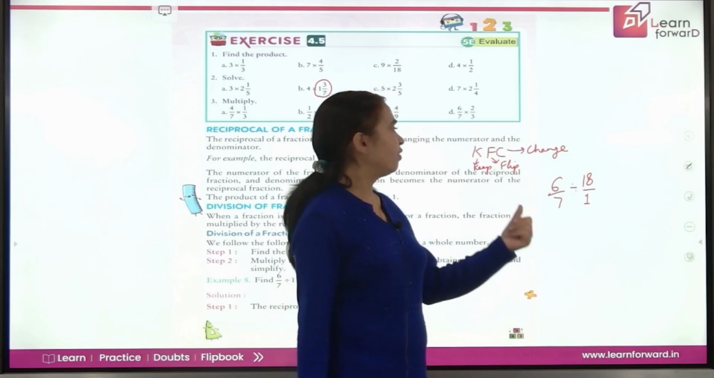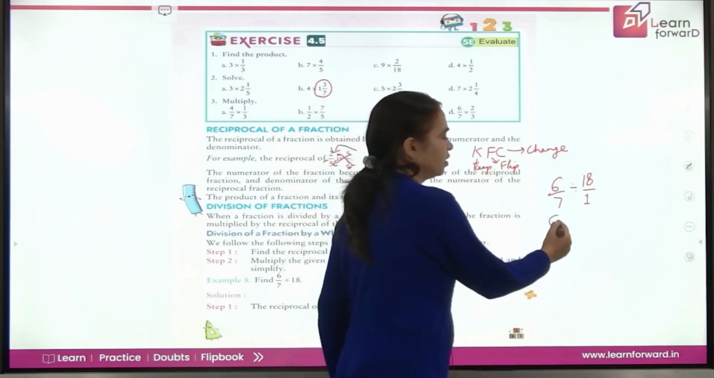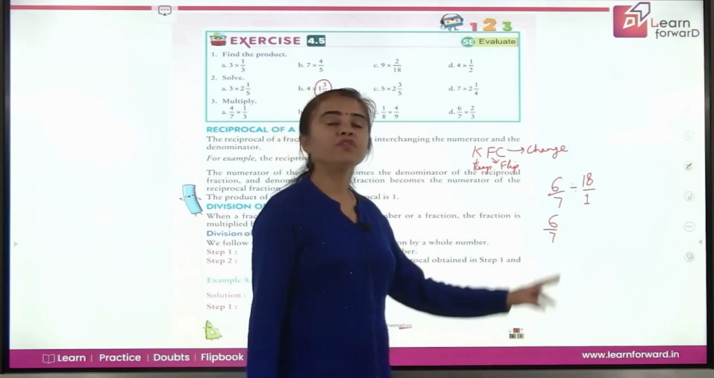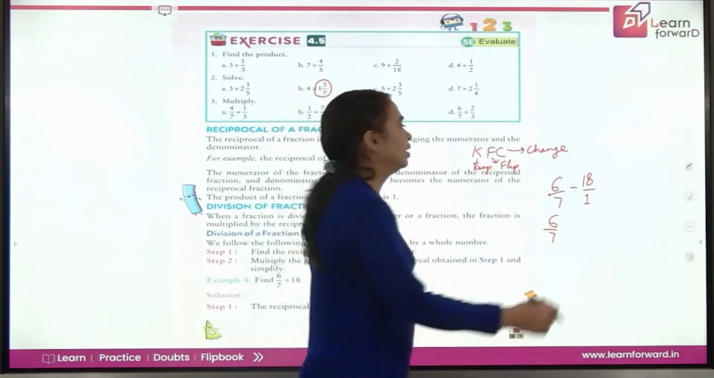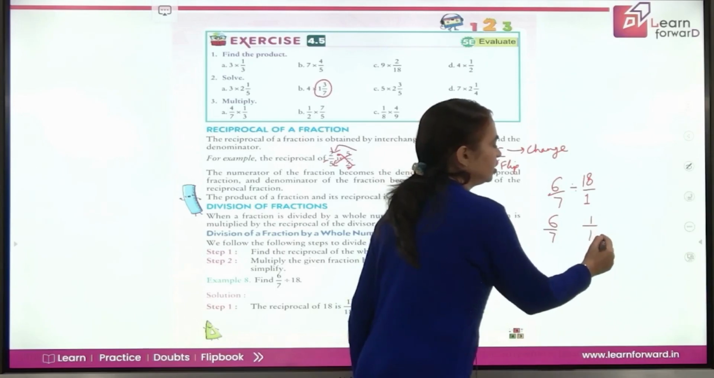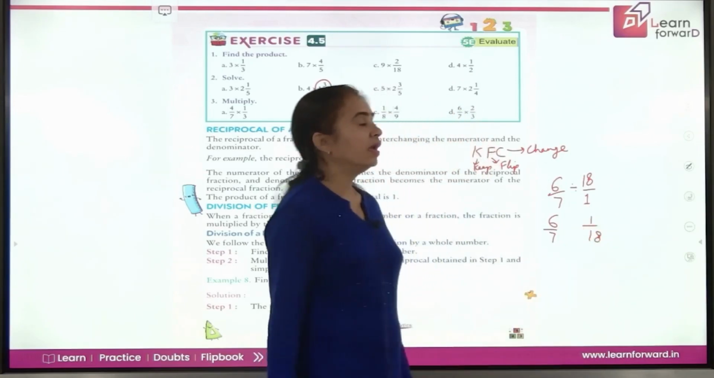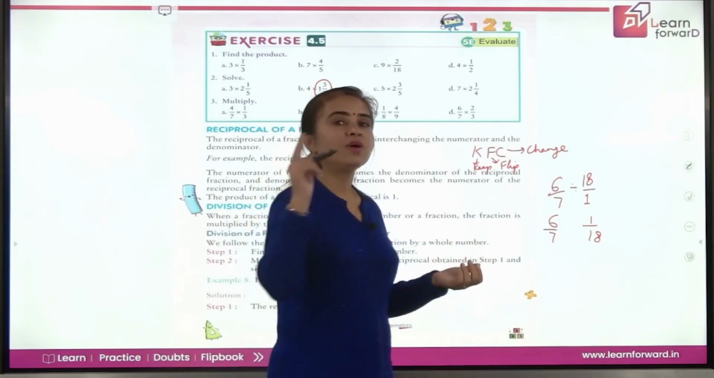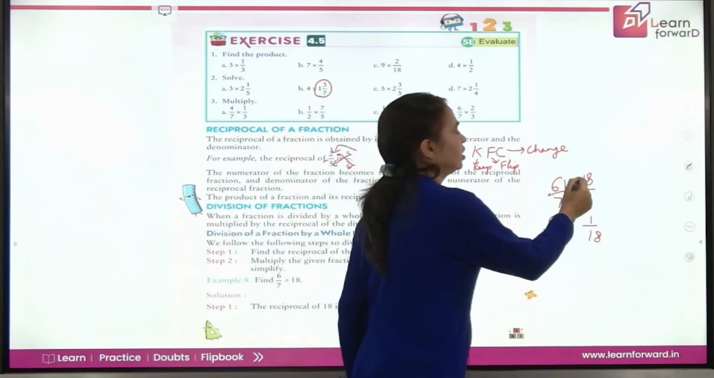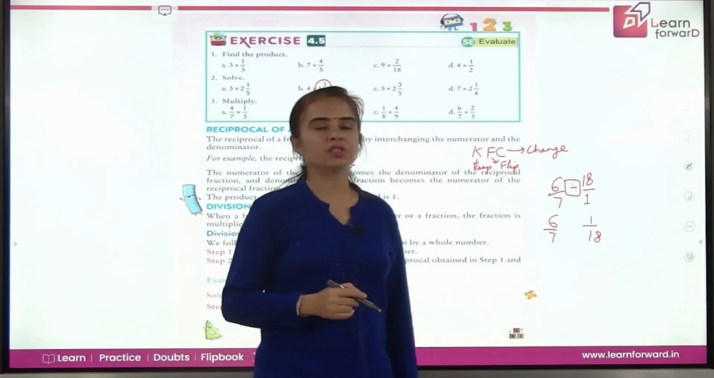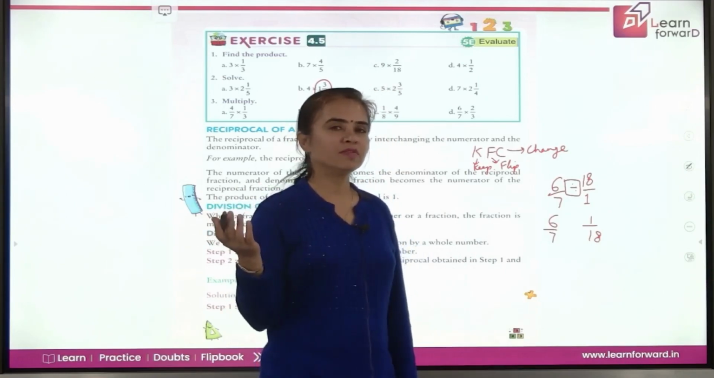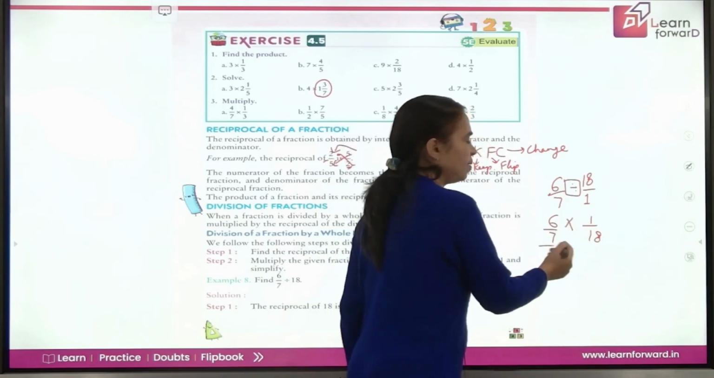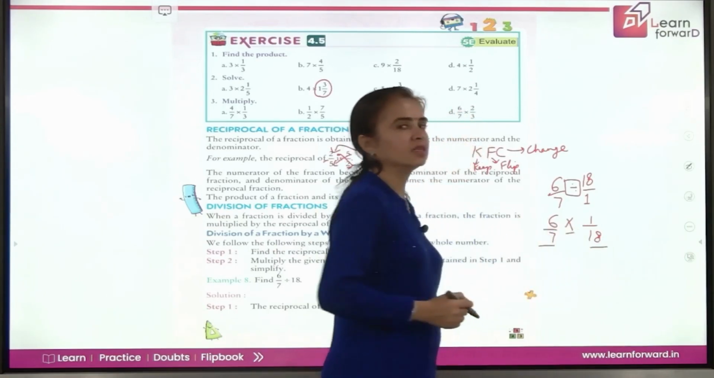Now, what do you have to keep? You have to keep the first fraction as it is. What do you have to flip? You have to flip the second fraction. That means you will change it into its reciprocal. And C says change. What do you have to change? You have to change the operation into its opposite operation. What is the operation opposite to division? Good, that is multiplication. So keep, flip, change, right?